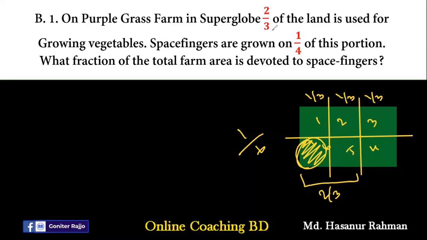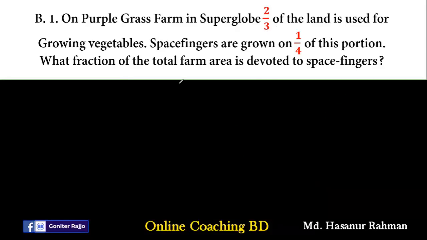So how will we write? Look at this. We can say: on purple grass farm in super globe, 2/3 of the land is used for growing vegetables, and the space fingers are grown on 1/4 of this portion. So what fraction of the total farm area is devoted to space fingers? So we can write in this way.